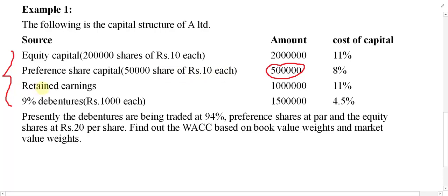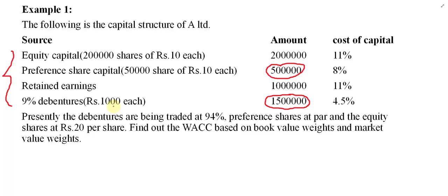The next source of fund which the company has is retained earning. How much is from retained earning? 1 million is from retained earning, and the cost is equal to 11%. And the next source of fund which the company has is, of course, 9% debentures. And how much is from debenture? Of course, 1.5 million or 15 lakh is issued through the debenture. And the price of each debenture is equal to 1,000.